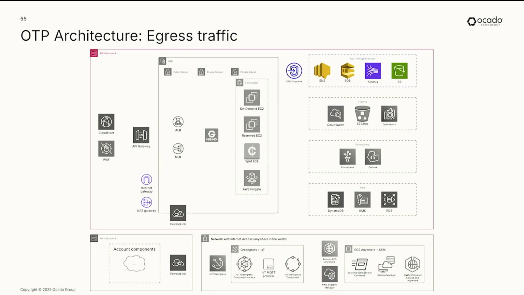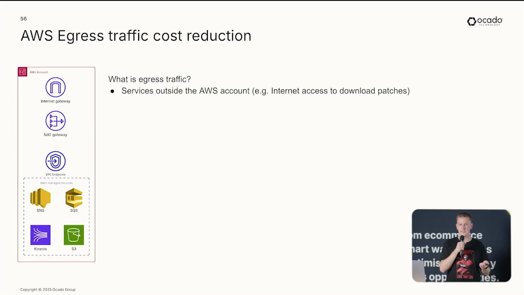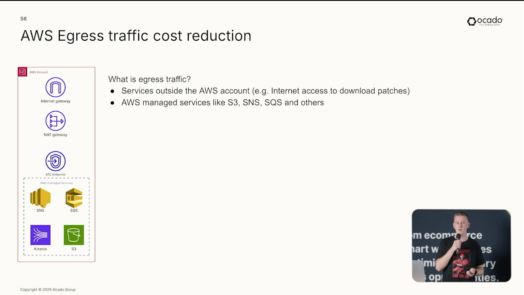All right. The last section regarding networking is egress traffic. So basically anything that goes out of AWS accounts to the internet. The egress traffic can be both services outside the AWS account, for example, whenever your EC2 instance needs to download some patches, libraries, things like that. Or whenever some services within your infrastructure go and talk to other services, like, for example, S3, SNS, SQS, and others.